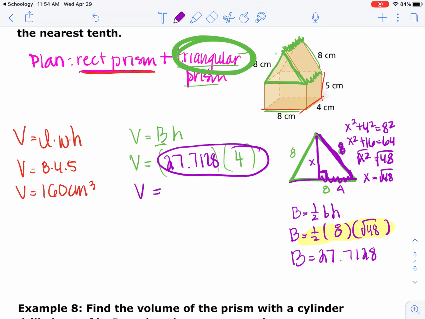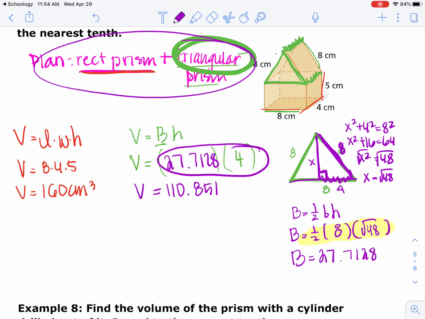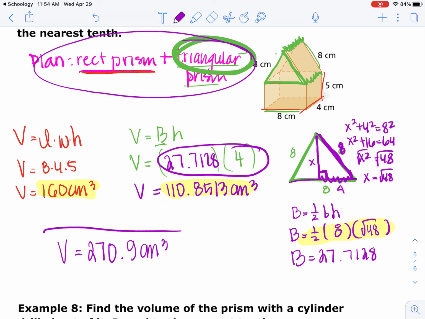Punch it in. Is that my final answer? No, because I still have to do my plan. So I'm still going to write down 4 decimal places. 110.8513 centimeters cubed. All right, now I'm going to follow through on my plan. I'm going to add the volume of my rectangular prism plus the volume of my triangular prism. Add those two, put that in my calculator. Is this my final answer? Yes. So this you want to round to the nearest tenth. 270.9 centimeters cubed.